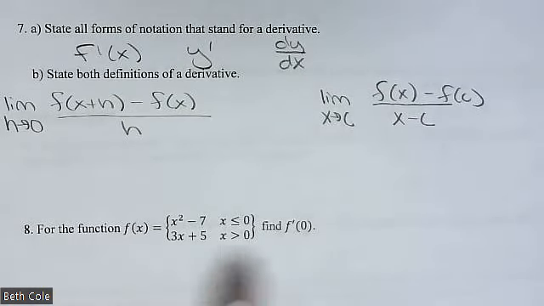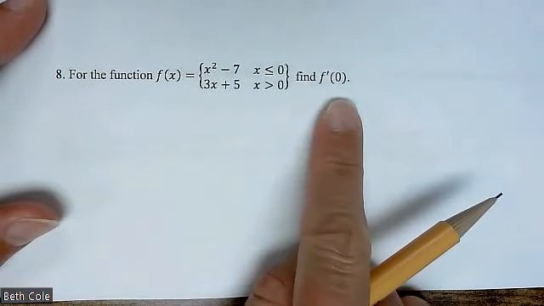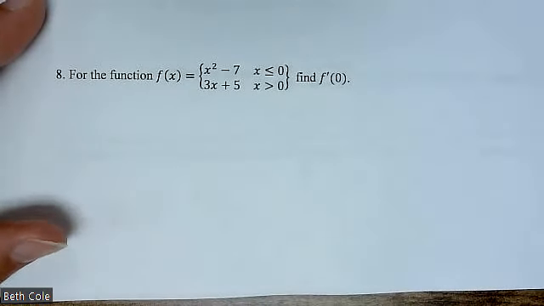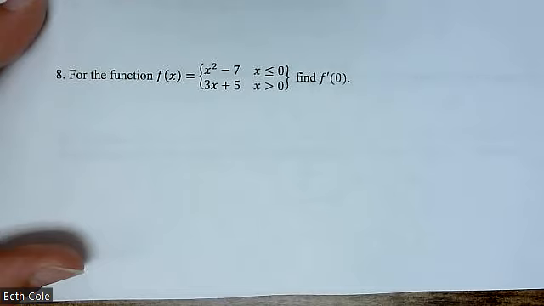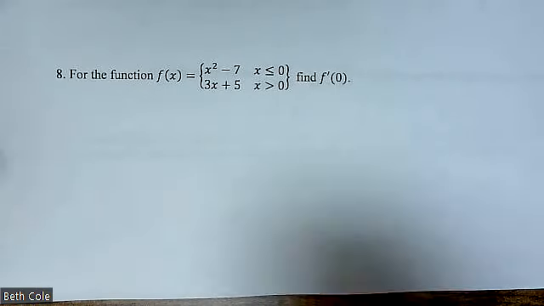Okay. So for this function, find f prime of 0. In order to be differentiable, the function also has to be continuous. So let's see first if the 2 pieces match up. Because if they don't, we don't even have to do anything else. Like if it doesn't meet up, then we're just out of luck.